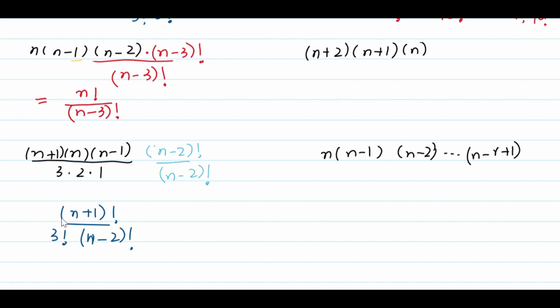To complete this, we have to check the next term. It should be 1 less, so n minus 1 factorial. We'll multiply and divide by n minus 1 factorial, and the numerator starts with n plus 2, so that's the factorial of n plus 2, and the denominator is n minus 1 factorial.